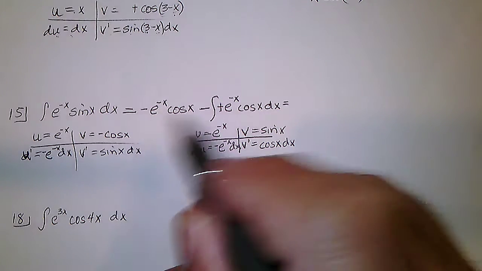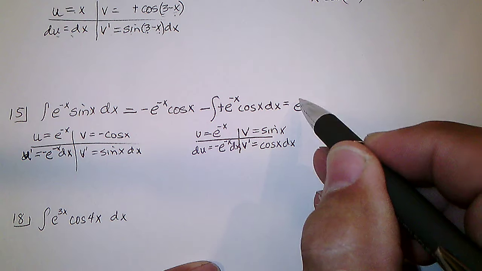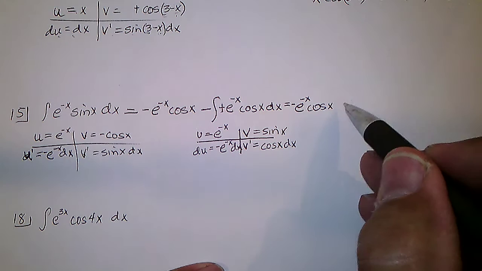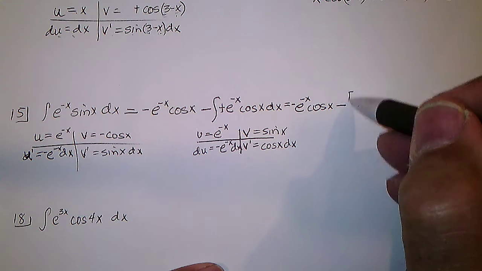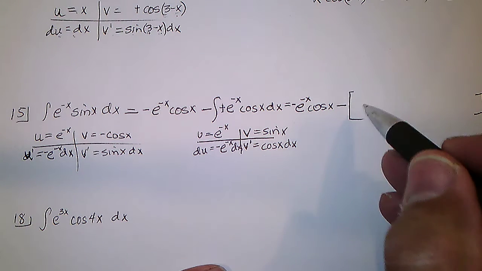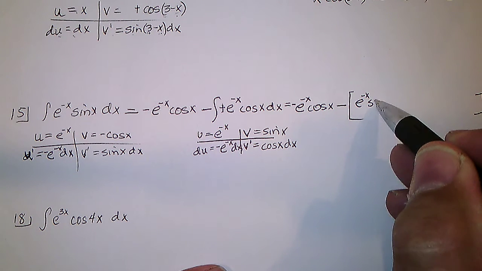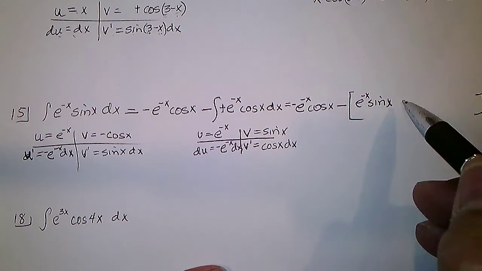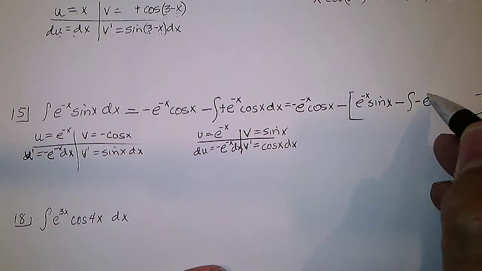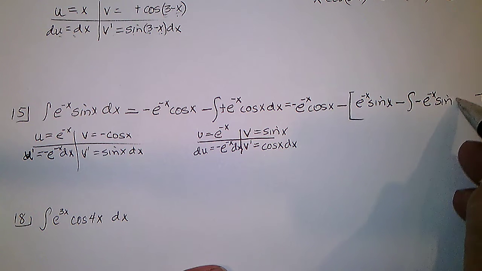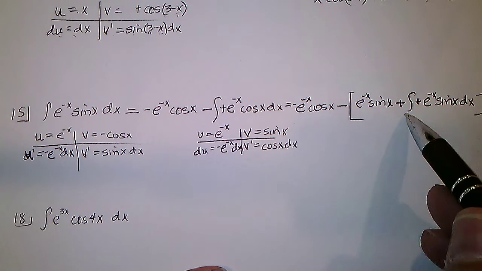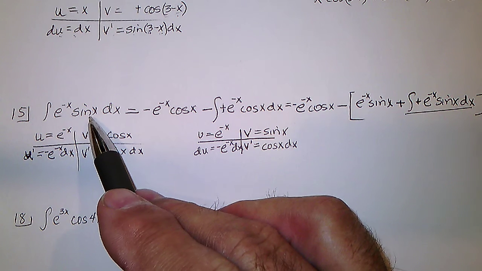So we had this part, negative e to the negative x cosine x, almost forgot that negative in front, minus, and then we're going to have the integration by parts on this, which is going to be e to the negative x sine x minus the integral of the other two here, which would be minus e to the minus x sine x dx. And if we pull the negative out, that constant, to change that to a plus, this looks exactly like what we started with.